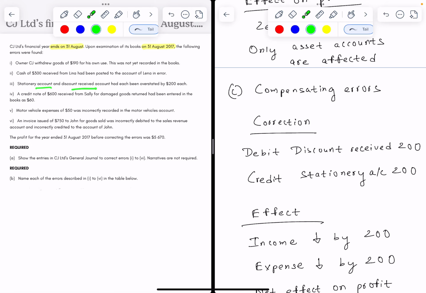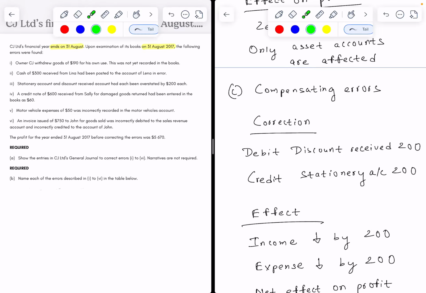Stationery account and discount received account had each been overstated by $200 each. Now, this is what we classify as compensating errors, which means errors that cancel out each other. Why is that so? So stationery account is an expense account. So if we had overstated our expenses by $200 and simultaneously we had overstated our income account, which is the discount received account, by $200, we would have overstated debits and credits, which would have ultimately canceled each other out, right? So therefore, now to simply correct this, we reduce what we had overstated before.